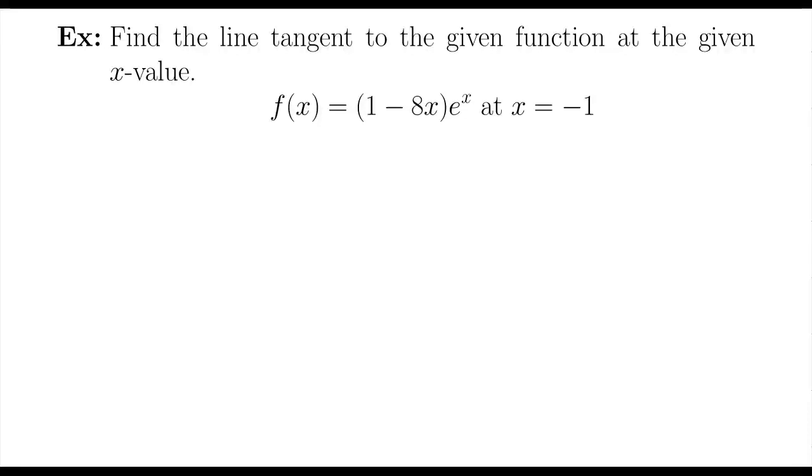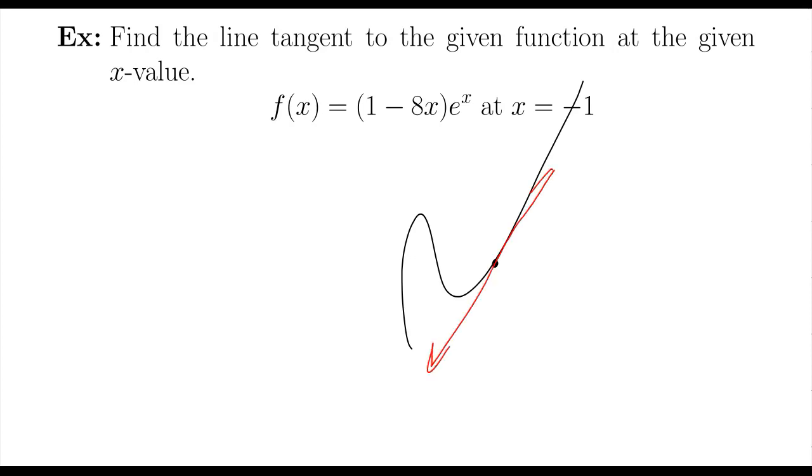Let's find the line that is tangent to the given function when x is equal to -1. In order to do this problem, first of all, we have to imagine that we do have some kind of a weird graph. I don't know what it looks like, but at a particular point, there is a line that runs tangent to that graph. We want to find the equation of that line.